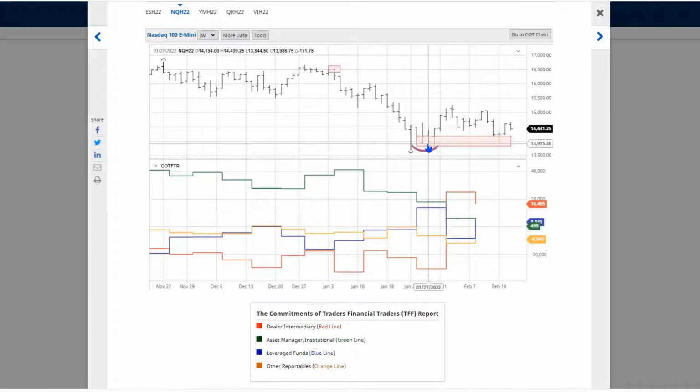Now, again, the report comes out on Friday. It's reflective of the previous week's price action. So before we could even react to this would be the following Monday. So again, this is not a timing tool. I'm not going to be able to buy this dip with them. But in this case, this now becomes a very significant low for us.